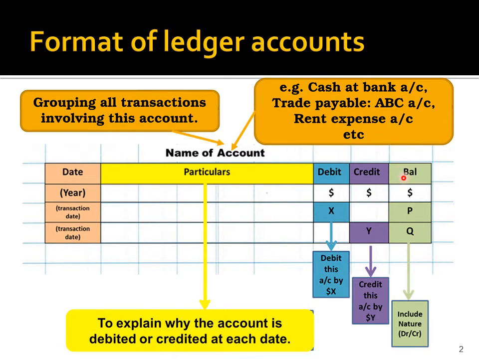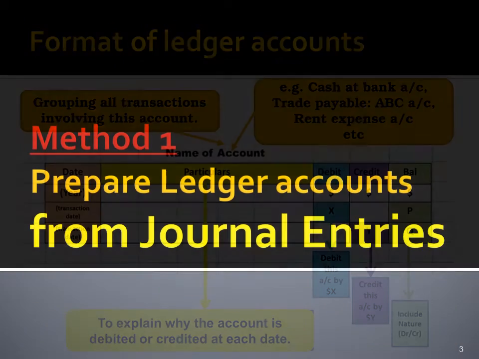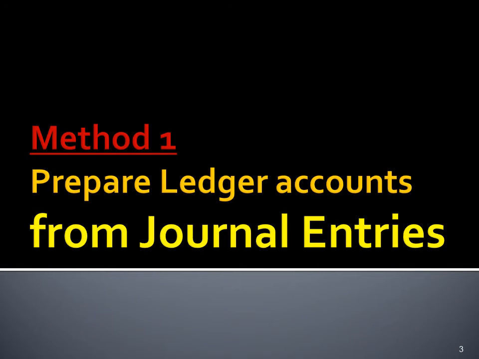The ledger account also has a balance column which indicates the balances of that particular ledger account at a particular date. The fifth characteristic of the ledger account is the particulars section, which will explain why we have debited or credited this ledger account. Let's learn how to prepare ledger accounts from journal entries.